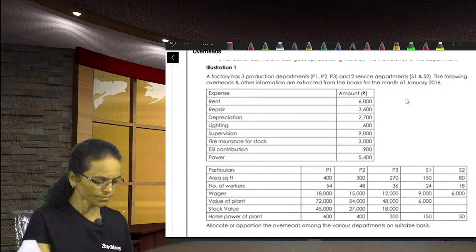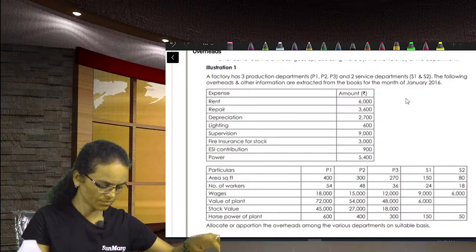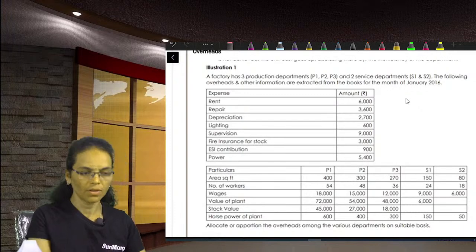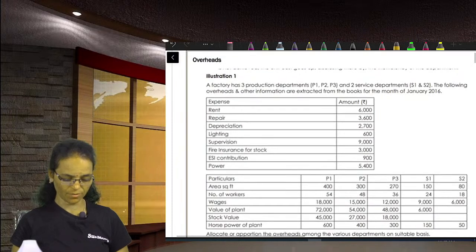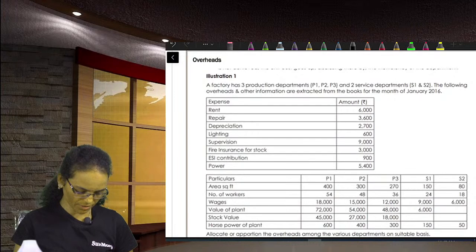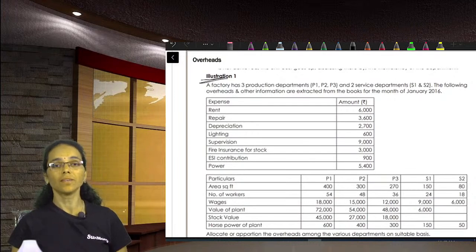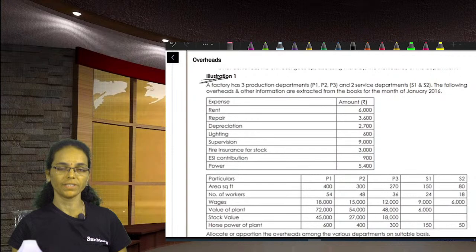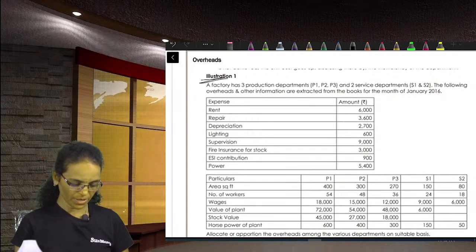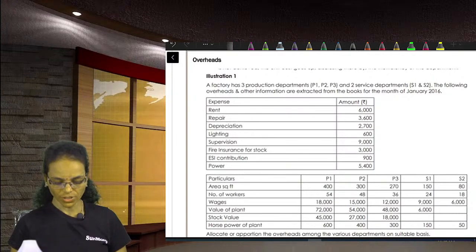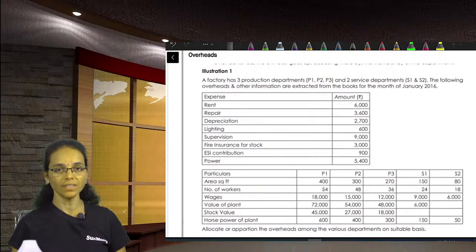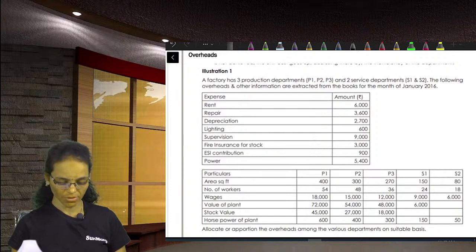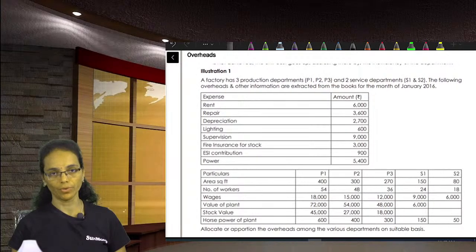Today we will be discussing CMA Inter costing, that is the overheads topic. Today is the fourth day of our live session. Today's topic is the overheads topic.